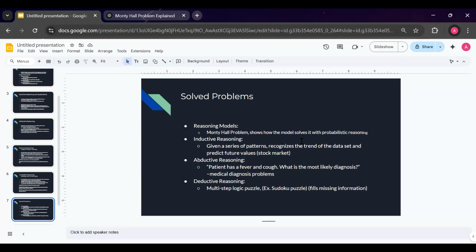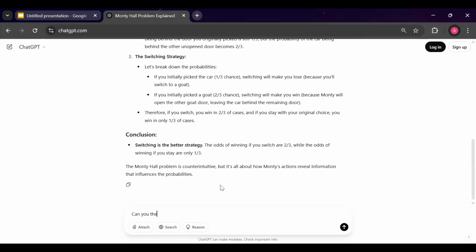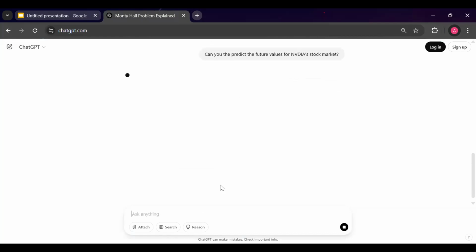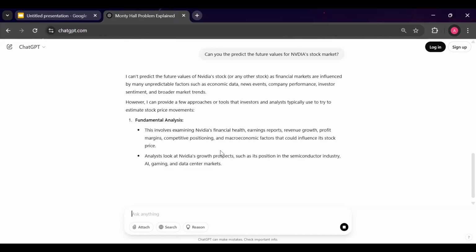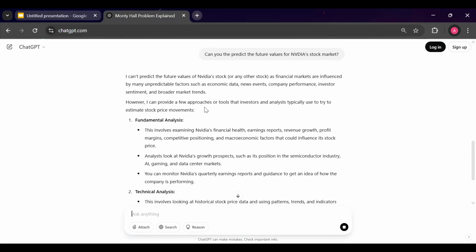So let's try asking it, can you predict the future values for Nvidia's, I believe it's like this, stock market. Based on investors, however, it can give a few approaches.